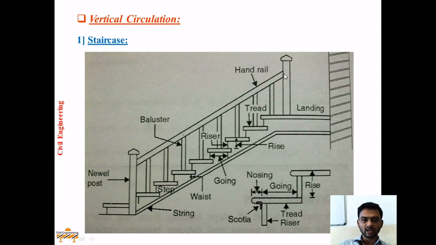And the handrail. Handrail is the composition of the newel post, balustrades and handrails. This total comprises the handrail, and the minimum height to be provided is 0.75 meters. A landing is provided so as to change the direction of the flight. Now let us see some minimum requirements or specifications for staircases depending upon the type of the building.